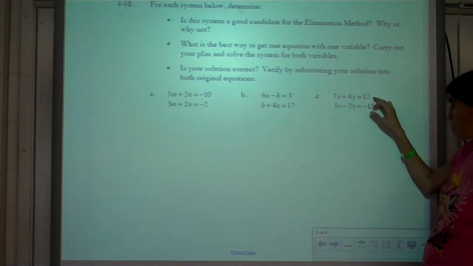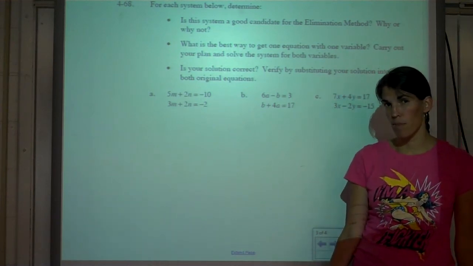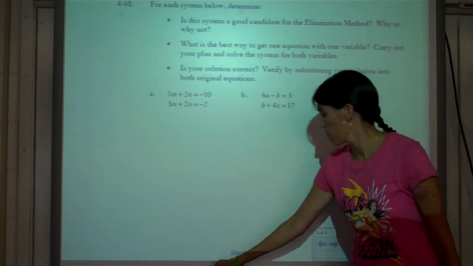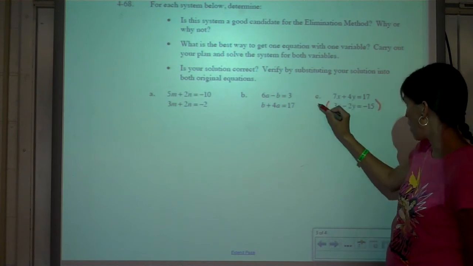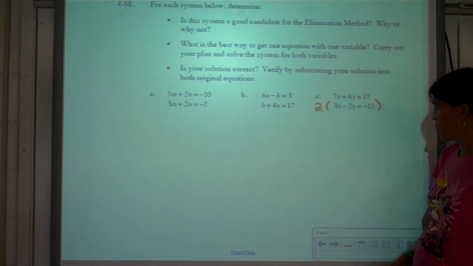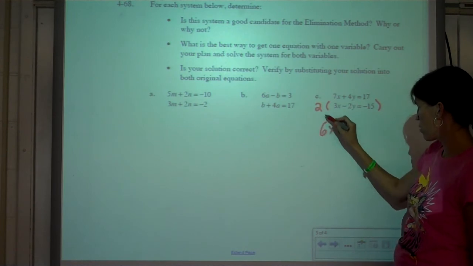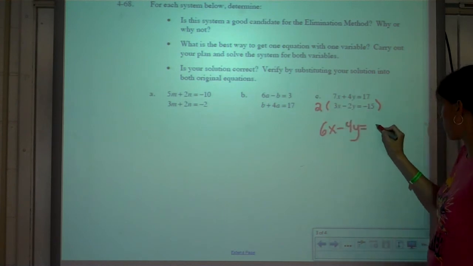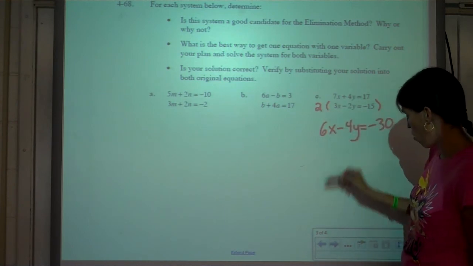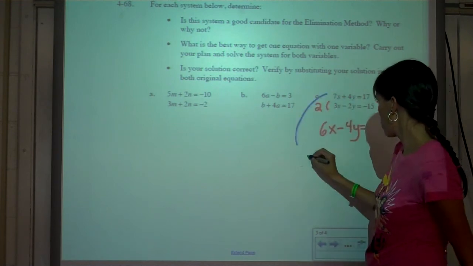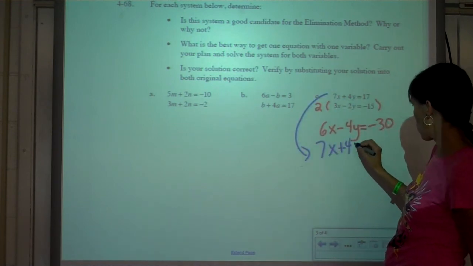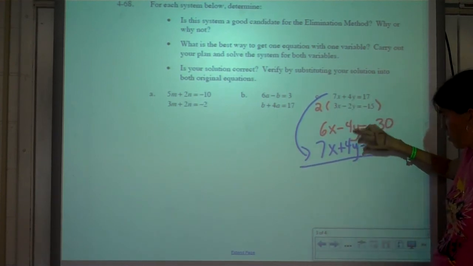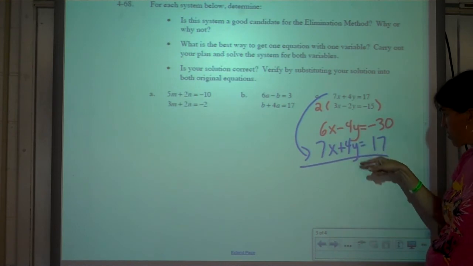could I multiply either one of these equations by a number to eliminate a variable? What would happen if I multiplied this equation by 2? 2 times 3 is 6x. 2 times 2 is 4y. If I borrow $15, 2 times, I've borrowed $30. Now, aren't these opposites right here? So can't I add and eliminate the y?